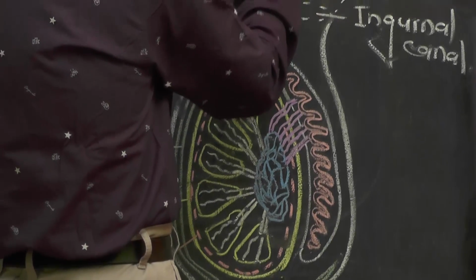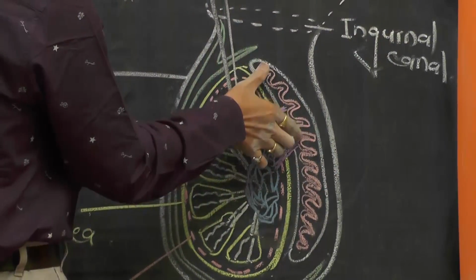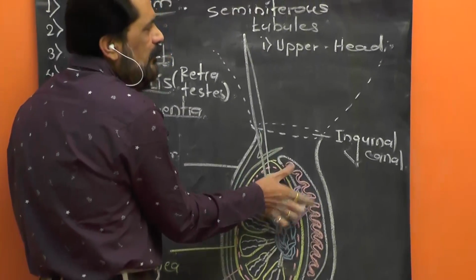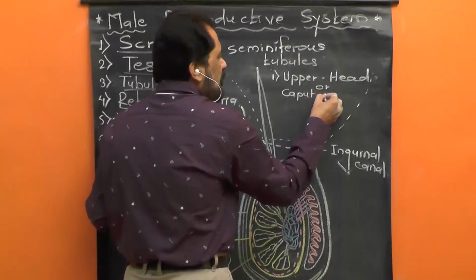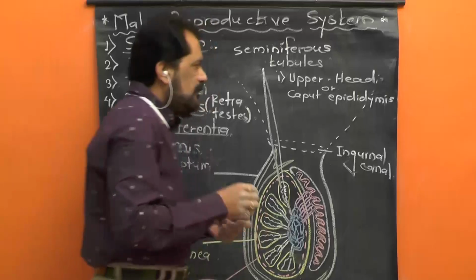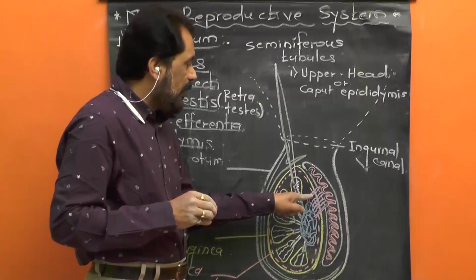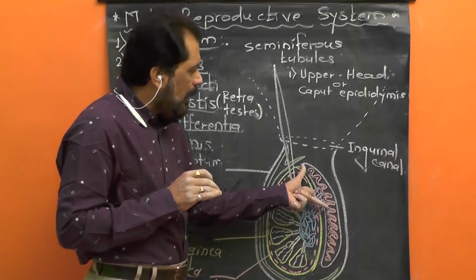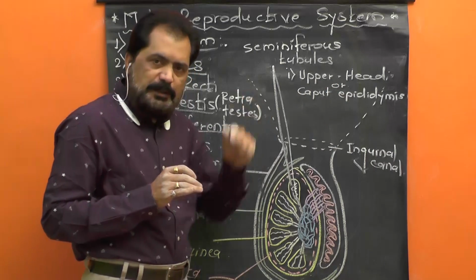First part or upper part is called head. It may be called caput epididymis. It is slightly wider and it receives the Vasa Efferentia. Look, the Vasa Efferentia open into the upper region of epididymis, that is head or caput epididymis.